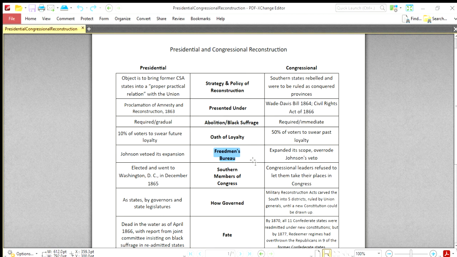During the Civil War, in fact, some Union generals started distributing land on plantations to the former slaves who worked the land, and these laws ratified that practice. Now, President Andrew Johnson vetoed this law when it came up for renewal in February 1866. Congress overrode Johnson's veto.